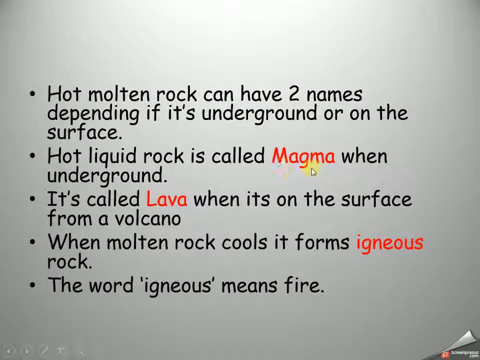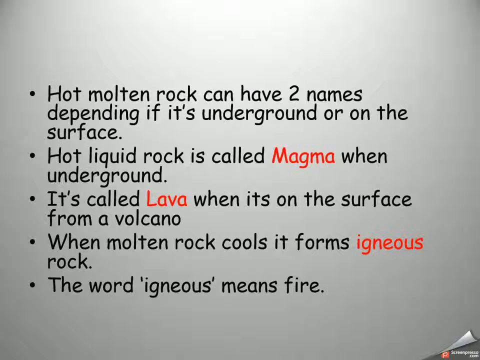And when all of that rock cools, it forms something called igneous rock. Now, the word igneous comes from the Greek word for fire, so you can really call it fire rock. As soon as this hot liquid rock cools, it forms rock, and that is going to be igneous rock. So we need to know a little bit more about igneous rock, don't we?